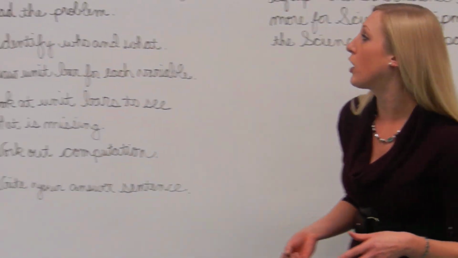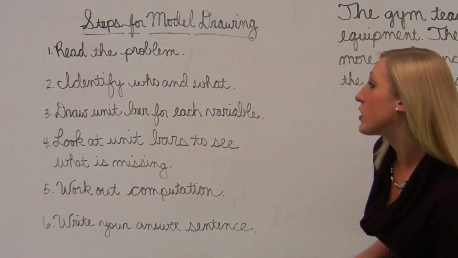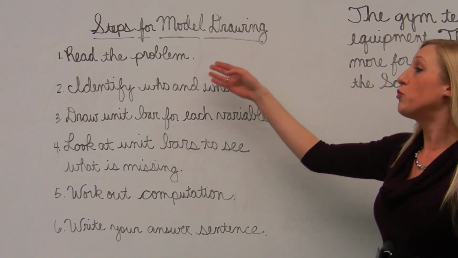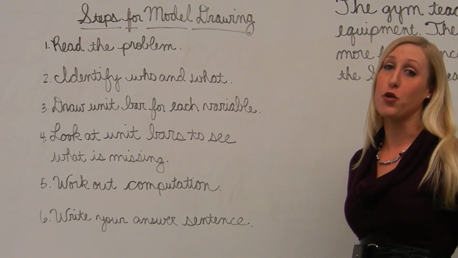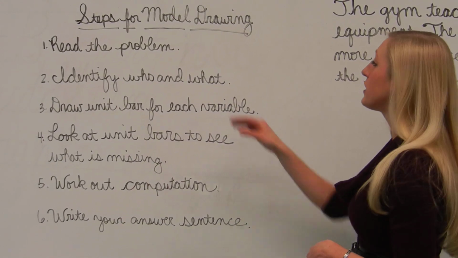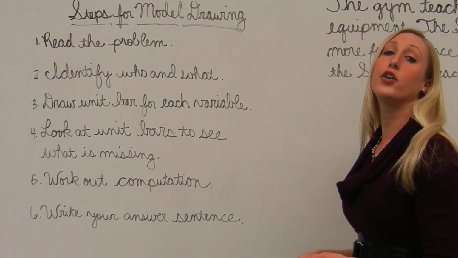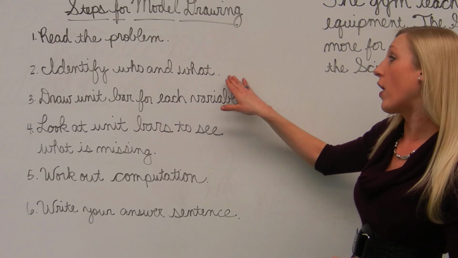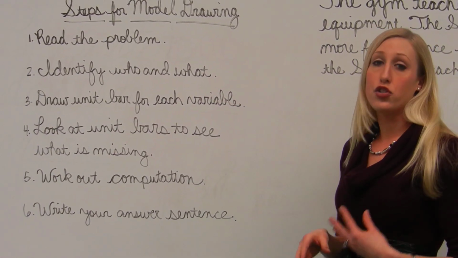When you're doing model drawing, you want to follow these 6 steps. So you can take a look here. Our very first step is pretty self-explanatory. It is to read the problem, okay? A step that a lot of people skip because they just go right into the numbers. But it's very important to take your time and read the problem. Once you've read it once, go through and read it a second time. The second time you read it, you want to identify the who and the what. After you've done that, you're ready to start your work.